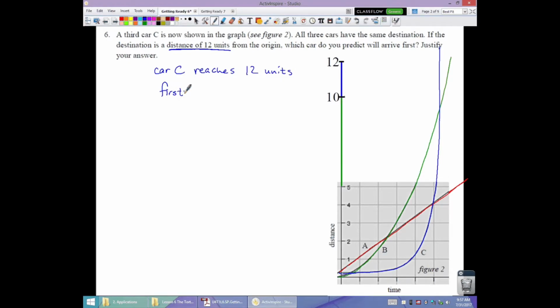Okay, and to justify that, it's just something about the steepness. Graph C, although it started out very flat, got very steep very fast. So I think car C is exponential. I don't have any exact points there to verify that it definitely is an exponential curve, but it sure looks like it to me. And the green one, car B, sort of looks quadratic to me. It's curved, but not as steep as the blue one. So the exponential is going to grow faster than a quadratic.